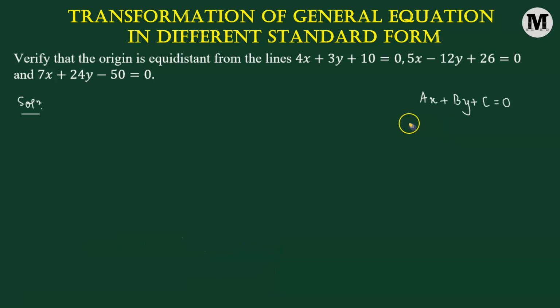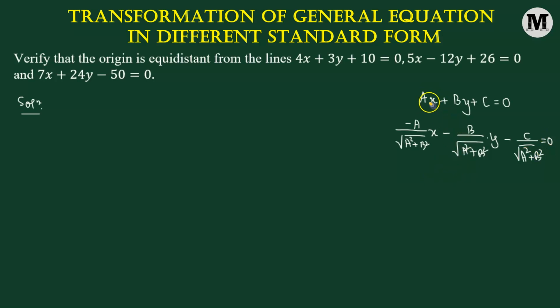Now, if we take negative a divided by the square root of a squared plus b squared, multiplied to x, then in place of b we replace it with b divided by the square root of a squared plus b squared times y. And we replace c with negative c divided by the square root of a squared plus b squared. What we get here is the normal form of the line.